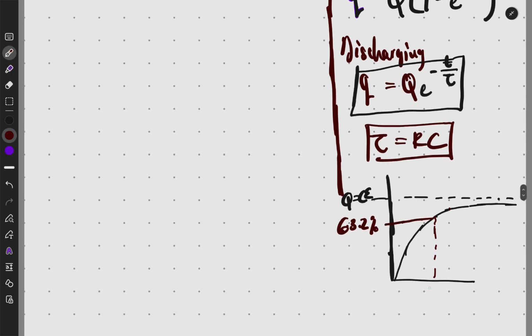So tau is going to be a special time which gives 63.2% of the maximum charge. This is going to be tau. Tau is time. So it gives you 63.2% of the maximum charge. Then the maximum charge is this value which you'll be having up here.